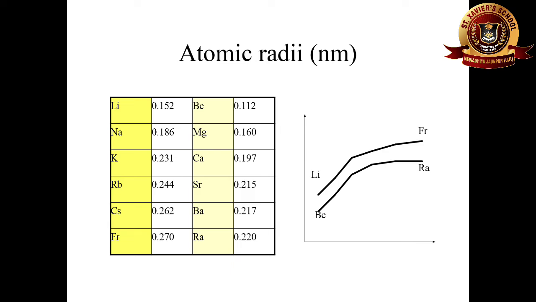Now, atomic radii. As all of you know, on increasing the number of protons and number of shells, the atomic size increases. Then we can say that in group first and second, if we move from top to bottom, the number of shells increases. That's why the size of elements also will be increased.